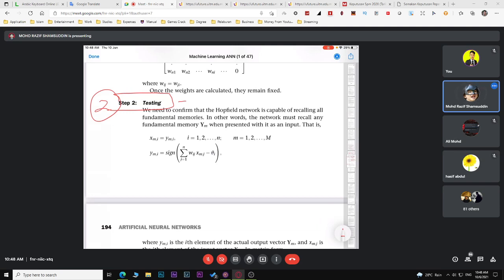Senyap je. Tak tahu. Sir, testing tu nak tengok sama ada input dengan output tu sama ke tak? Okay, good. Okay, thank you sir.